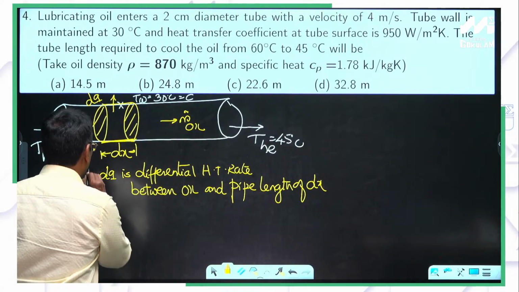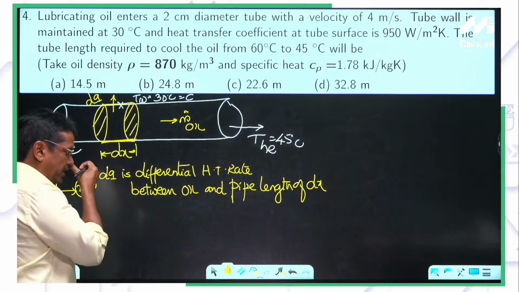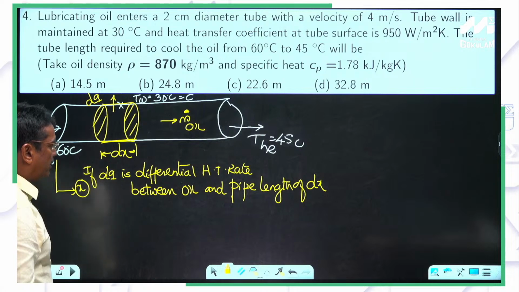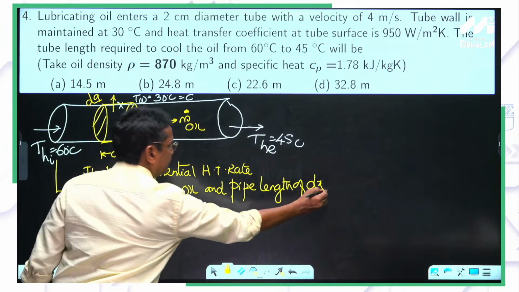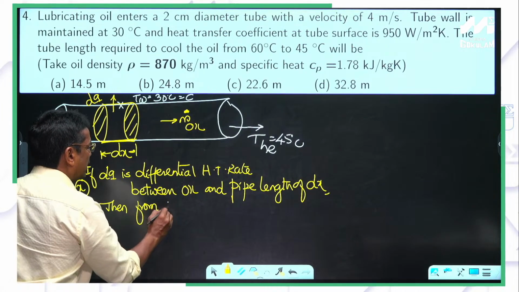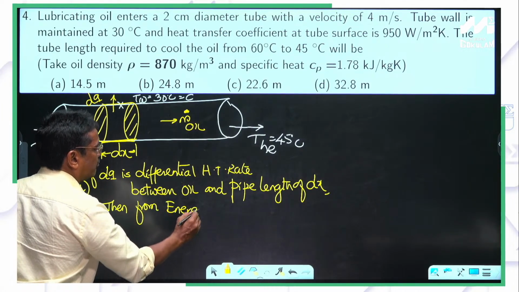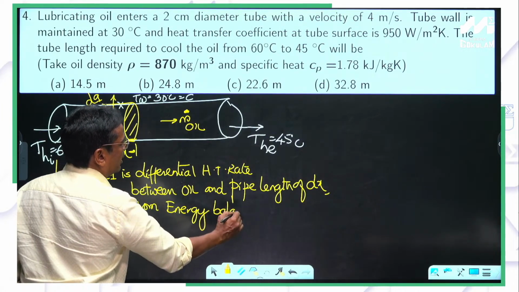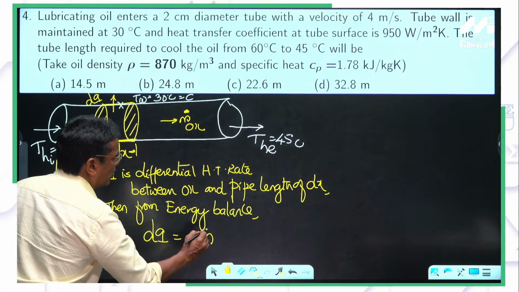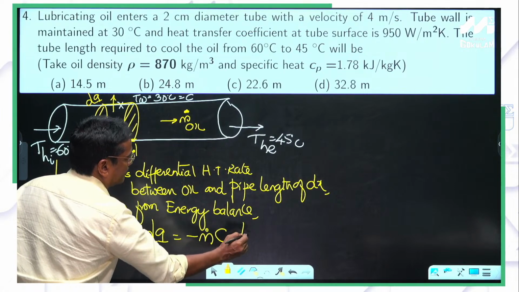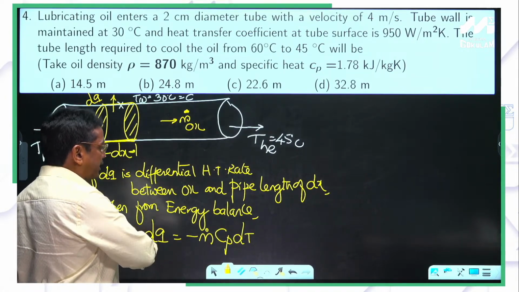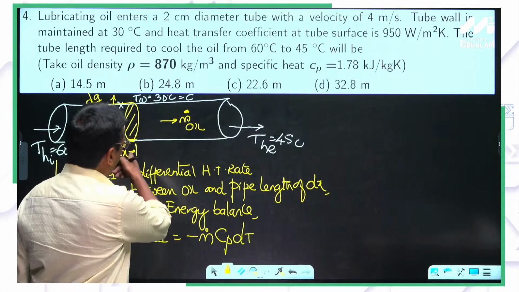Then if dq is the differential heat transfer rate between the oil, there is an oil flowing like this. This is the mass flow rate of the oil. Then from energy balance, energy can neither be created nor destroyed. We have to account for the energy. Then from energy balance, dq is equal to minus m dot Cp dT. Okay, m dot Cp dT, that is a differential decrement in enthalpy of the oil for a travel of dx.